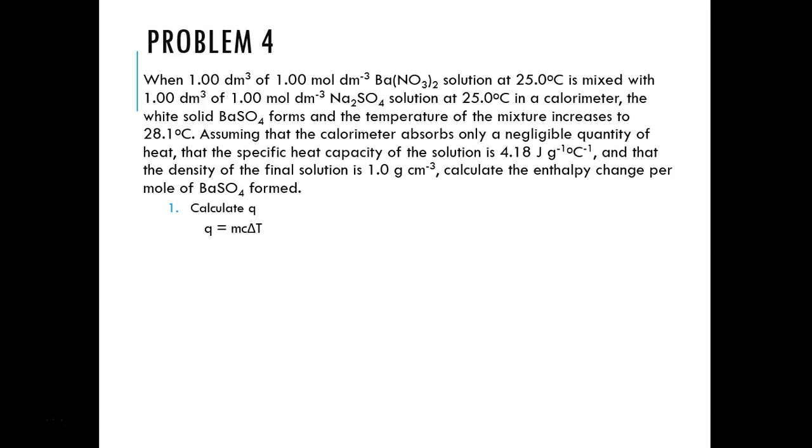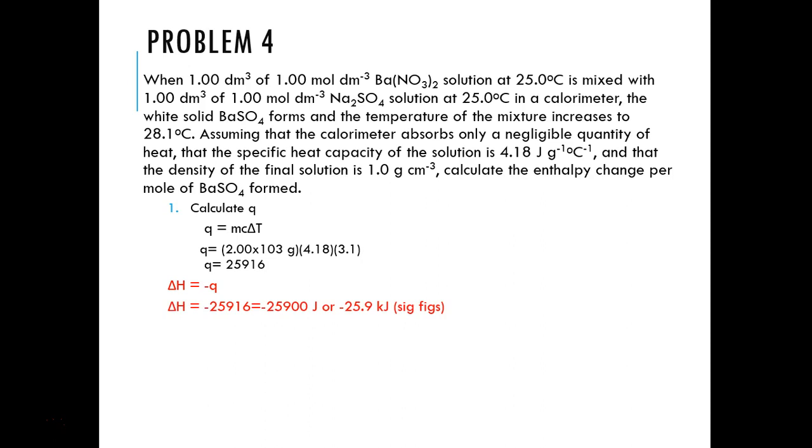We poured 2 liters of this stuff together, right? A total of 2 liters, 1 liter of each. We're also assuming that the density is 1 gram per milliliter. So if we had 2 total liters of solution, that means 2,000 milliliters, so therefore 2,000 grams. And that 3 there should be a superscript. So we would get 25,916 joules.